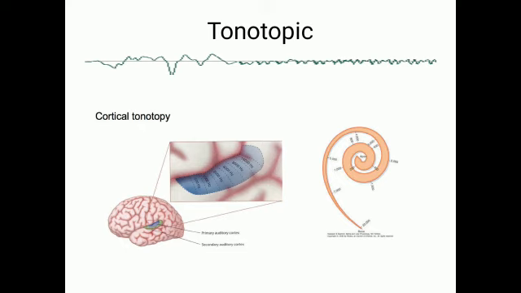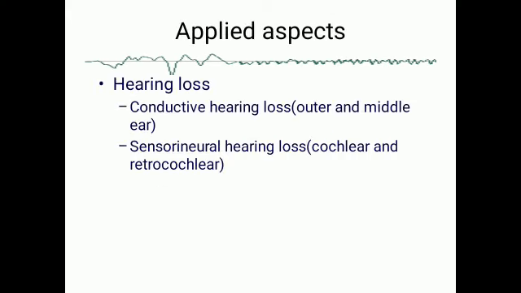So it is cortical tonotopy. Tones means frequency, so there is a representation of frequencies. There is tonotopic organization right from the cochlea up to the cerebral cortex. In the cochlea, the basal turn responds more to the high frequencies, whereas the apical turn responds to the low frequencies. Similarly, the cerebral cortex has tonotopic organization.